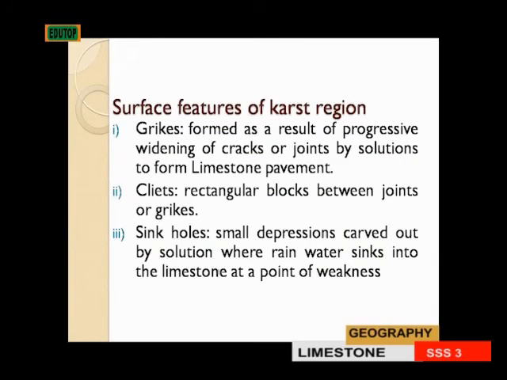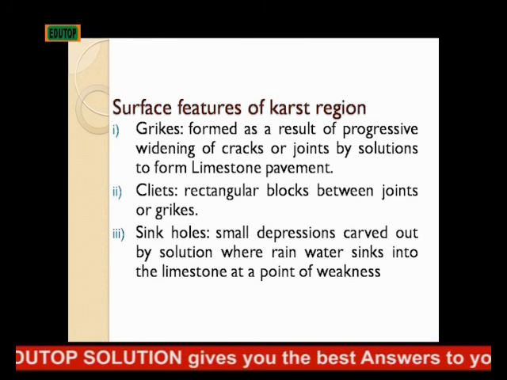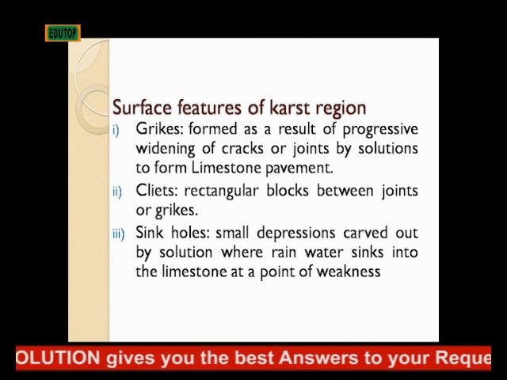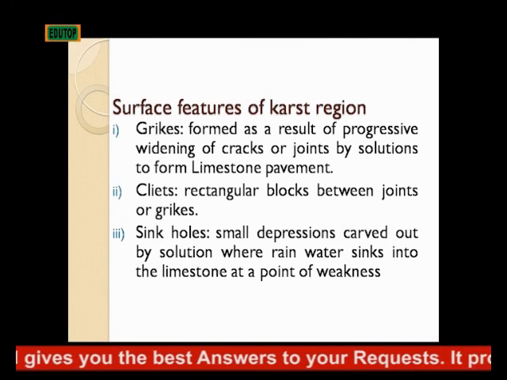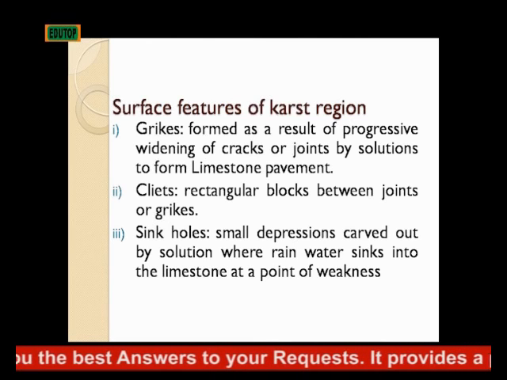Number one, we have the grikes. Grikes are formed as a result of the progressive widening of cracks or joints by solution in order to form limestone pavements. Number two, we have the clints. These are rectangular blocks between joints or grikes.